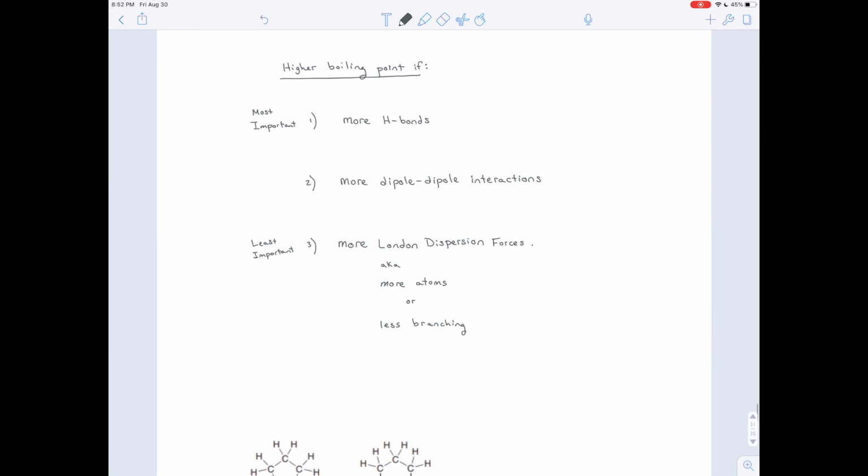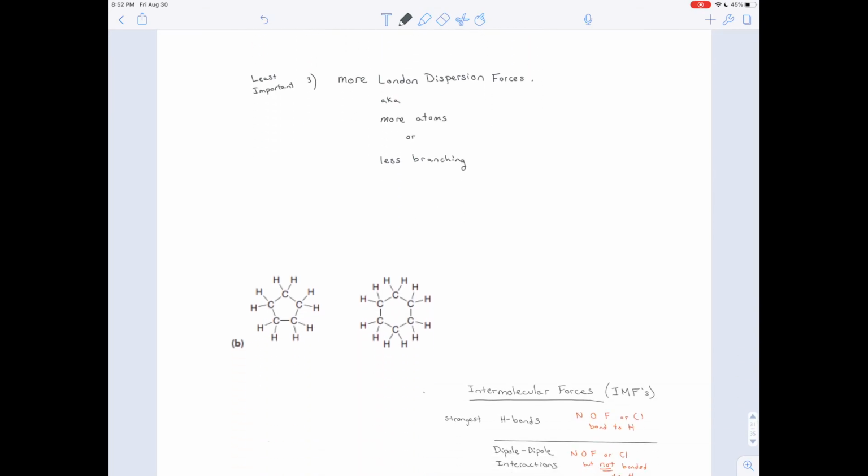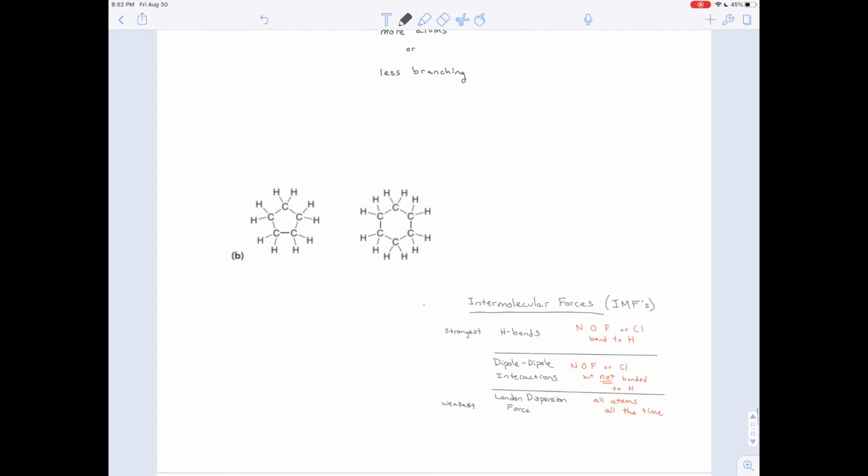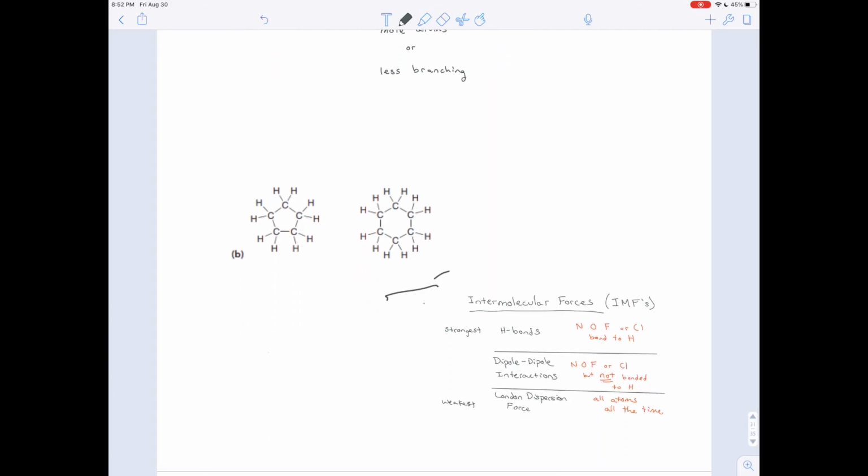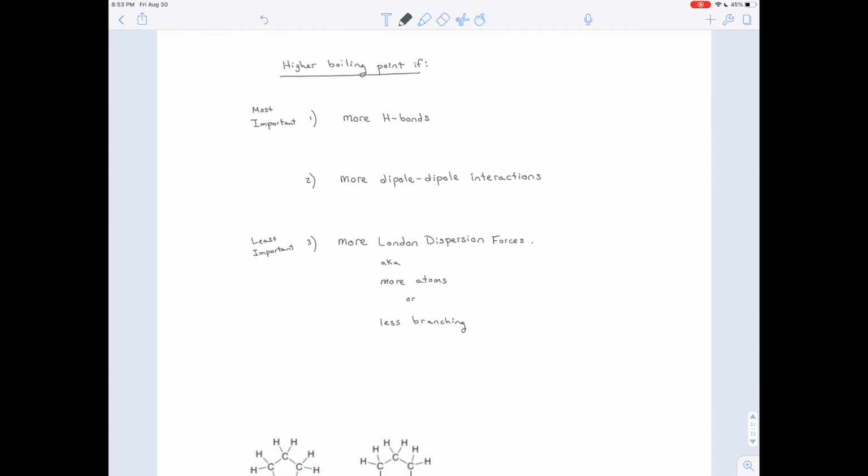A little sort of table maybe you could use to organize your thoughts on this is this right here. So what you want to do is to think about which one is going to stick together to other molecules with stronger forces, intermolecular forces. And we talked about what those intermolecular forces are before and how to recognize them. But the molecule with the higher boiling point will have stronger intermolecular forces. So for example, it would have more hydrogen bonds.